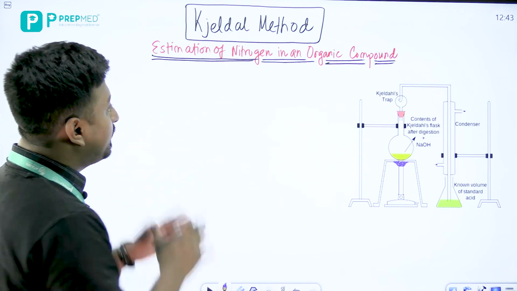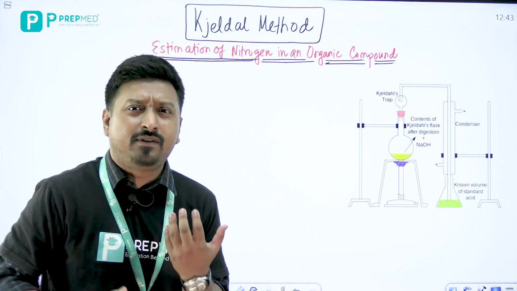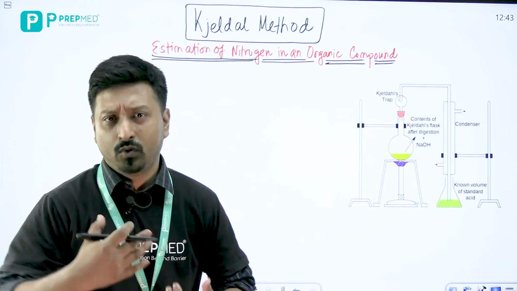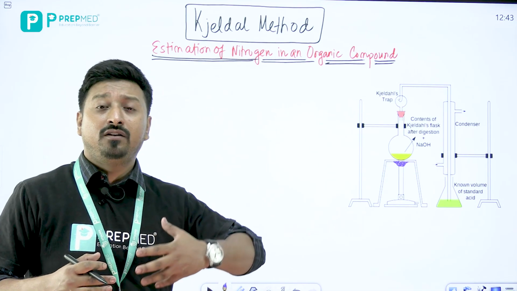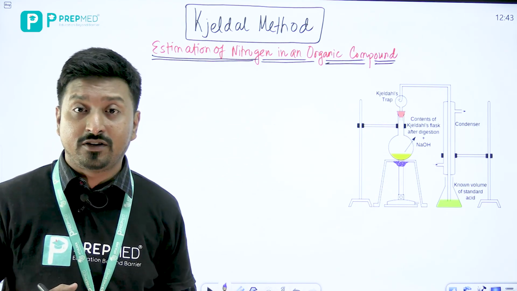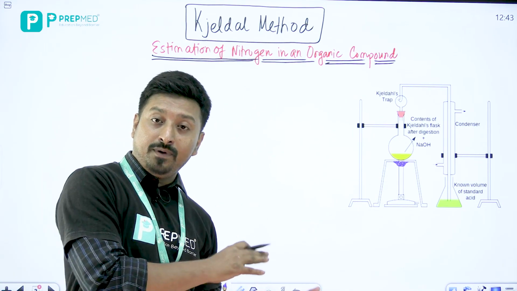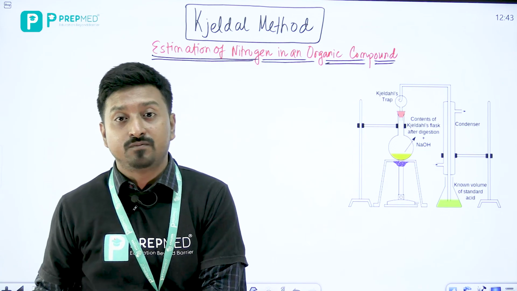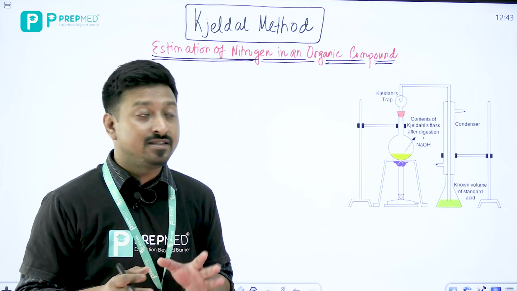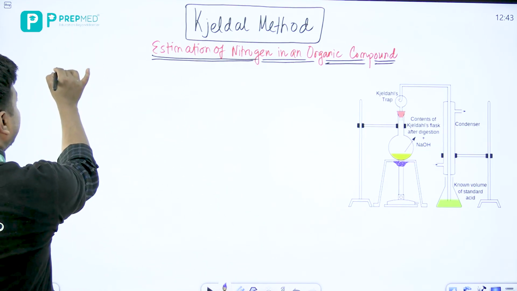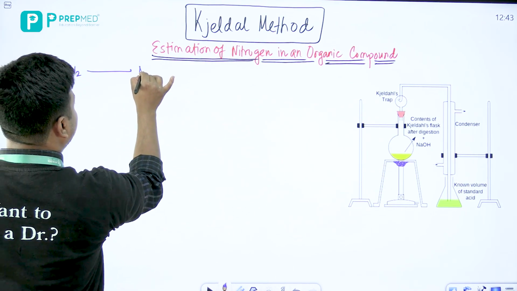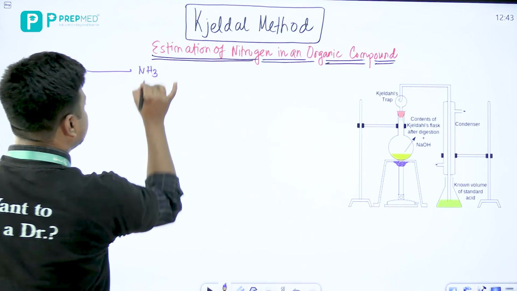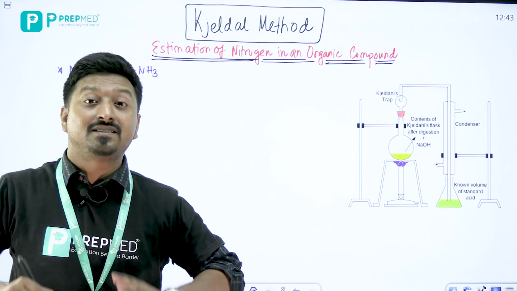In this particular method, the approach is a little bit different. In the Dumas method, you first estimate nitrogen as molecular nitrogen, then you compare with STP, then you calculate its moles. But here in this case, the important thing is that the nitrogen is estimated as ammonia. Nitrogen is basically estimated as ammonia.